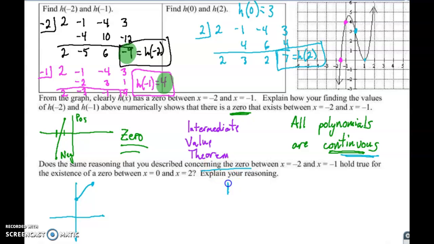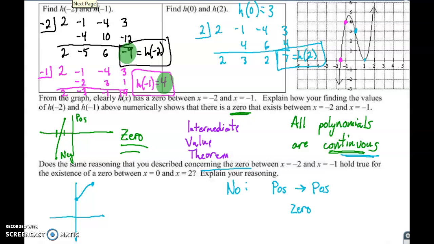No. And numerically, it's because we went from a positive to a positive. Do we have to cross the x-axis? Do we have to cross 0 to go from a positive to a positive? No. The only way we must hit a 0 is if we go from a negative to a positive or from a positive to a negative. So try to explain that in your own words or think about it.